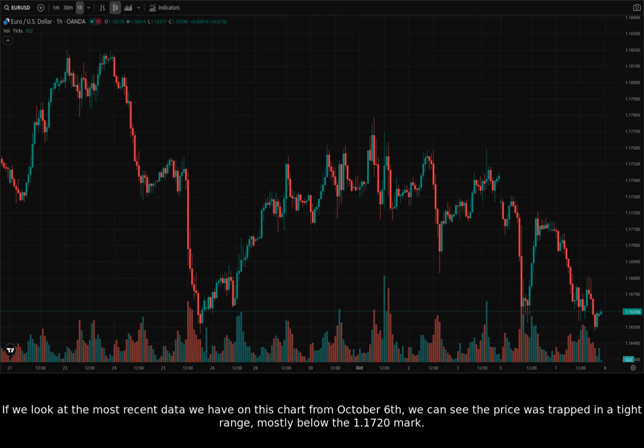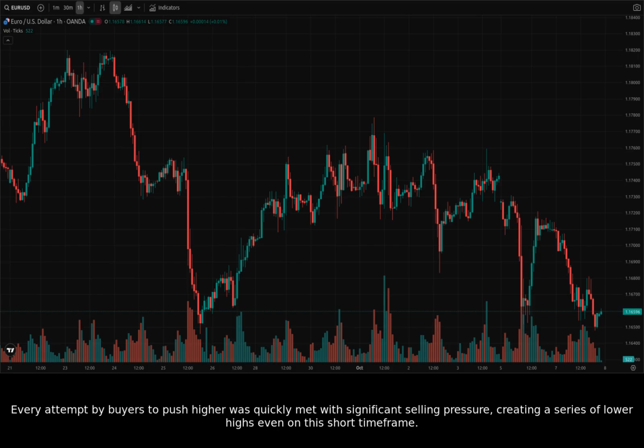If we look at the most recent data we have on this chart from October 6th, we can see the price was trapped in a tight range, mostly below the 1.1720 mark. Every attempt by buyers to push higher was quickly met with significant selling pressure, creating a series of lower highs even on this short time frame.